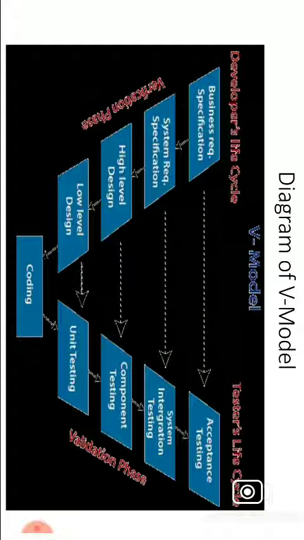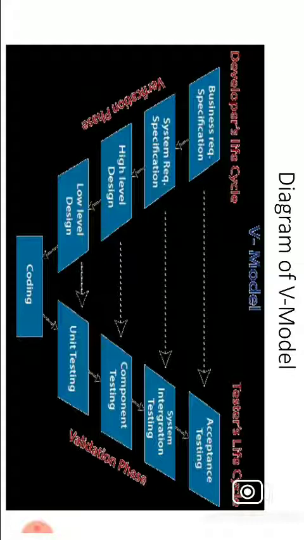Looking at the two sides of the V, one side is the developer's life cycle, and the other side is the tester's life cycle. The developer's life cycle means business requirement specification, system requirement specification, high level design, low level design, and the coding part. After the coding part, I have to test. These are the tester's life cycle: unit testing, component testing, system integration testing and acceptance testing. That's why it has validation and verification.